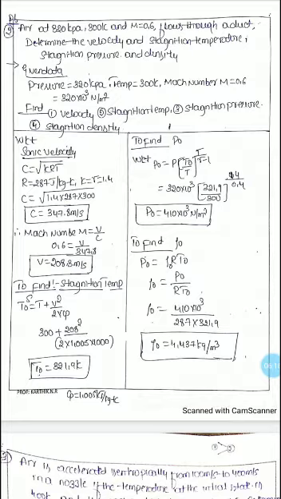Similarly, stagnation pressure P naught is equal to P into (T naught by T) raised to gamma divided by gamma minus 1. Therefore, on substitution, we are going to get P naught is equal to 410 into 10 raised to 3 Newton per meter square. Similarly, the density rho naught is equal to P naught divided by R T naught. On substitution, we are going to get 4.437 kg per meter cube.